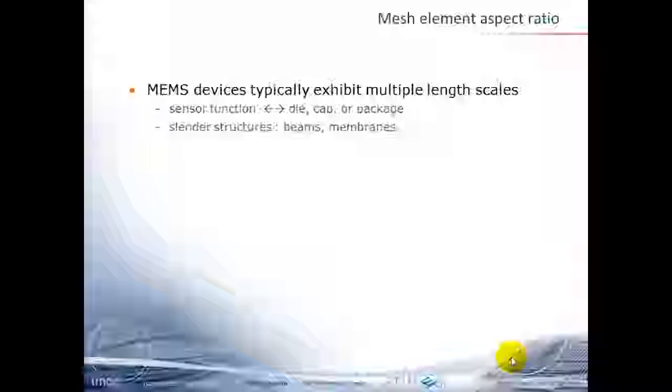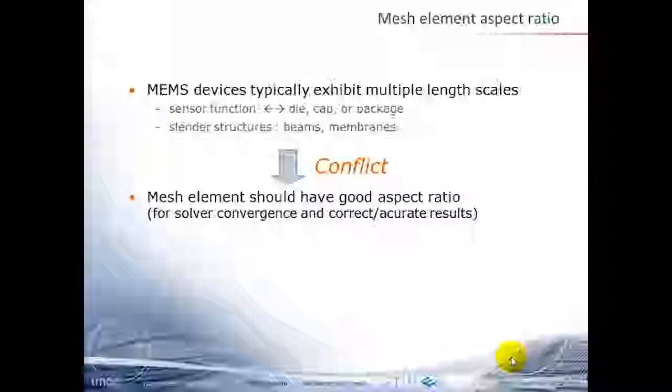Okay. There is one thing in MEMS that is very typical. You have different length scales. Mostly if you deposit a layer, it's very thin, but in the X and Y direction, so in the area direction on the wafer, it can be very long. So you have multiple scales. Or sometimes you have slender structures, beams, membranes, or you have a piezoresistor, while you still have a very bulky mass or frame around. And that conflicts with the requirement of finite elements that your mesh element should have a good aspect ratio. Otherwise, your solver will not converge.